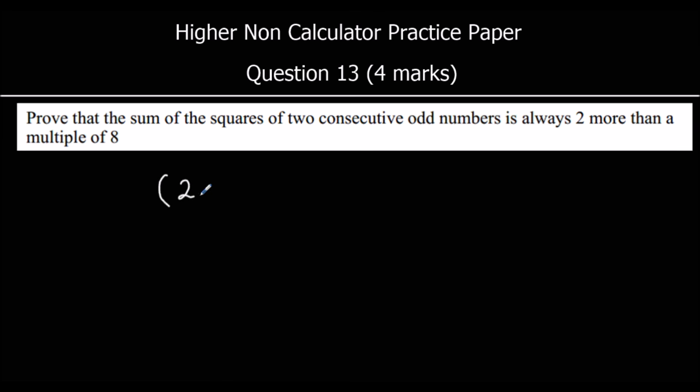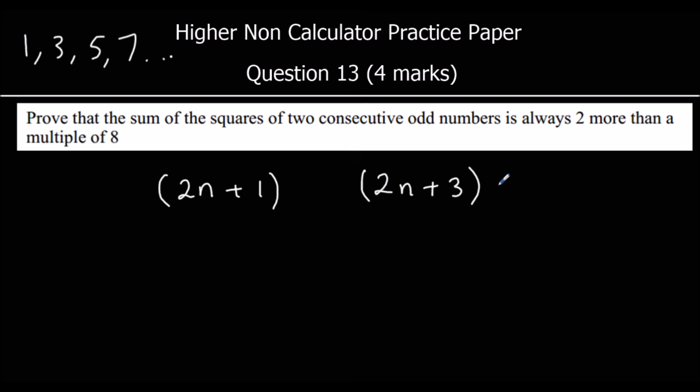So if we have an odd number as 2n plus 1, the next odd number, so consecutive means next to each other, the next odd number is always 2 more than the previous one. Odd numbers go up by 2 each time. So the next odd number must be 2n plus 3. And it's the sum, which means add, of the squares. So we're going to square them, add them together, and then show it's 2 more than a multiple of 8.